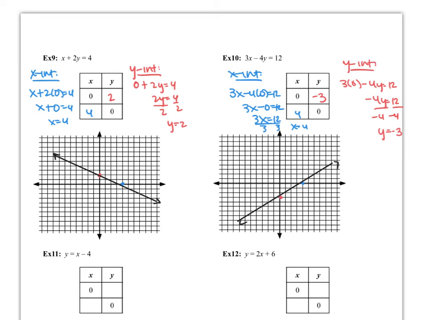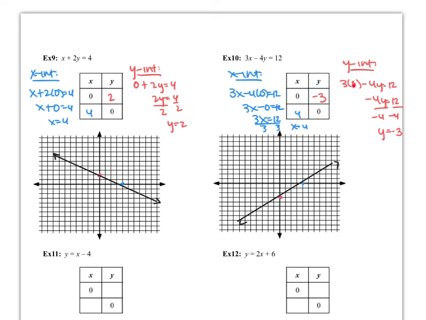So on example 9, if I change y to 0, this just simplifies down to x equals 4, because there's nothing you need to do to isolate x. 4, 0. If I change x to 0, I'm going to divide by 2 to get a y-intercept of 2, so 0, 2. On number 10, if I replace y with 0, I get 3x equals 12, and then divide by 3 to get an x value of 4 for an x-intercept of 4, 0.